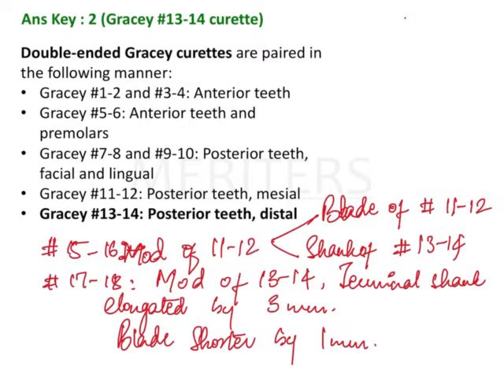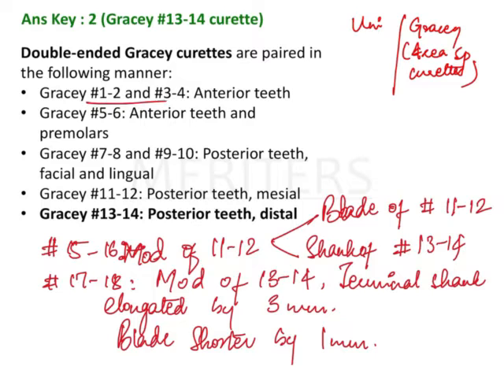These are double-ended instruments. So curettes in general are classified into universal and Gracie. Gracie curettes are also called area-specific curettes. These Gracie curettes in general are paired instruments, and they are numbered according to the area where they are supposed to be used.